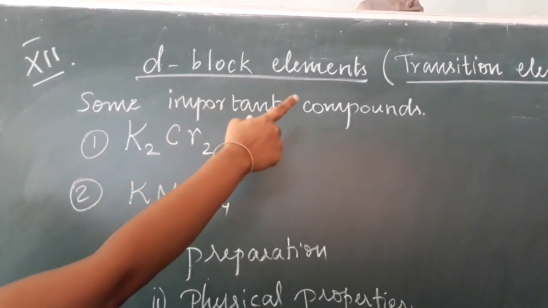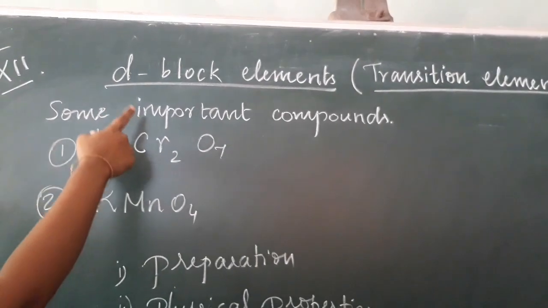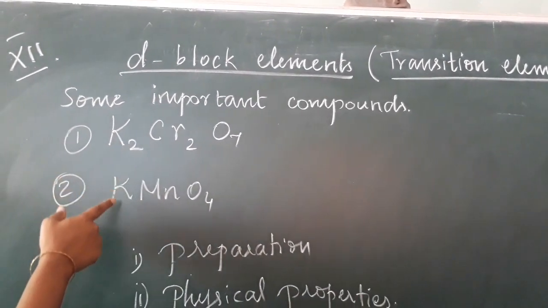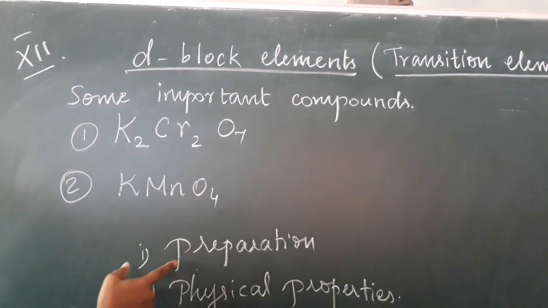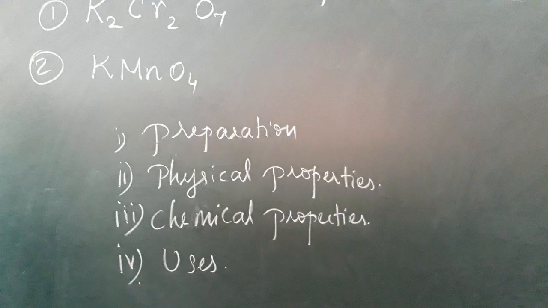Another name for this one is transition elements. We are going to learn some important compounds in D block elements: potassium dichromate and potassium permanganate. Under these compounds we are going to learn preparation, physical properties, chemical properties and uses. Rest of the lesson in PPT.